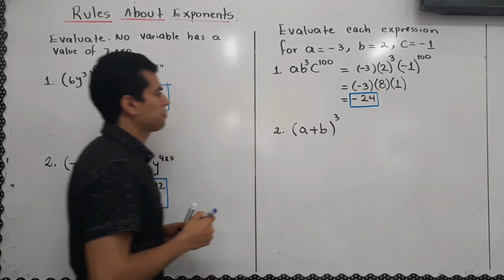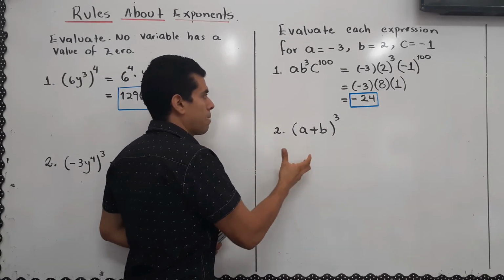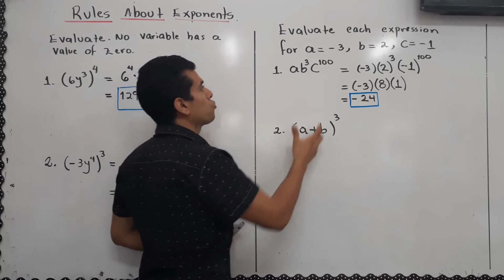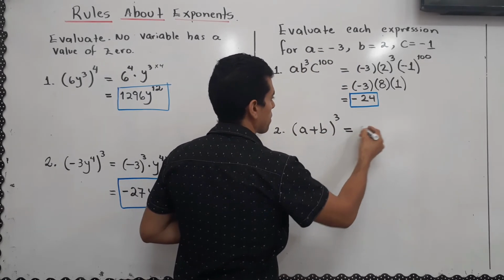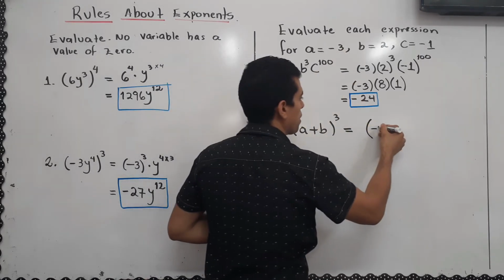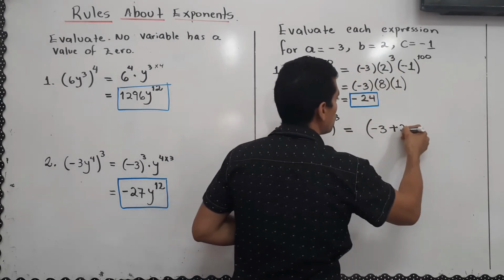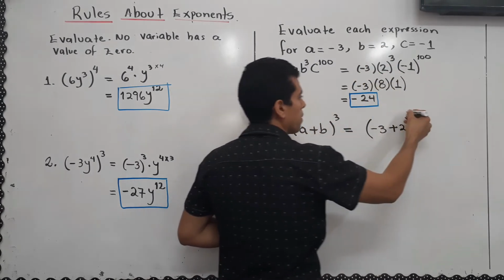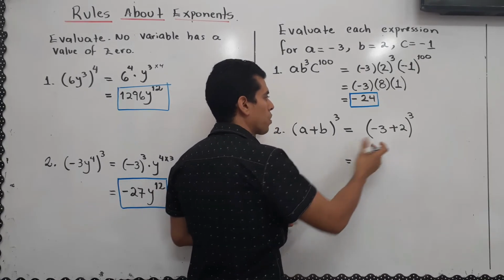Like that. Then I have a second exercise, and I'm going to use the same information that I have here. So for this exercise, in parentheses, A, I replace it, is negative 3, plus B is going to be 2, and 3, copy it. Then, using PEMDAS, we're going to solve this.